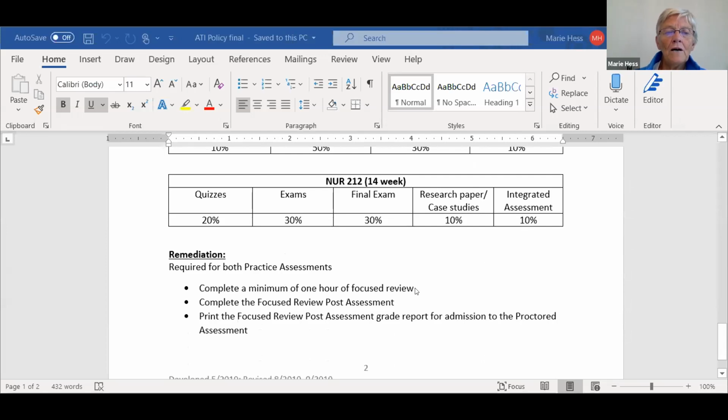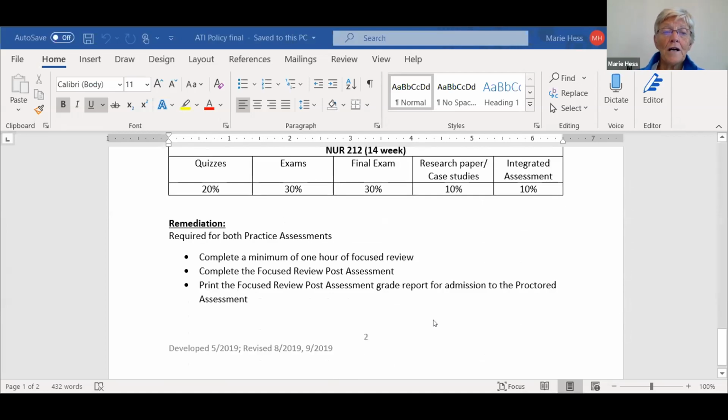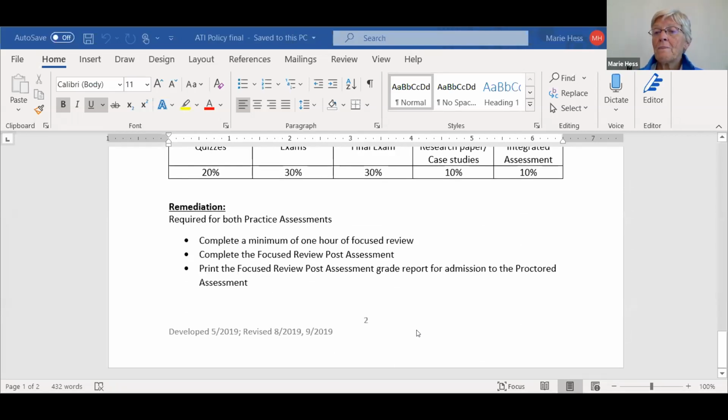So, required minimum 1 hour, complete the focused review, and print the focused review grade report for admission to the proctored assessment. So that's how that works. You will actually need a way to email that to you. What you want to do when you finish those, however you want to do it, and when you get the post review assessment grade, just email it to me, and I will keep track of those so that you are ticketed, if you will, to take the proctored assessment at the end of the course.